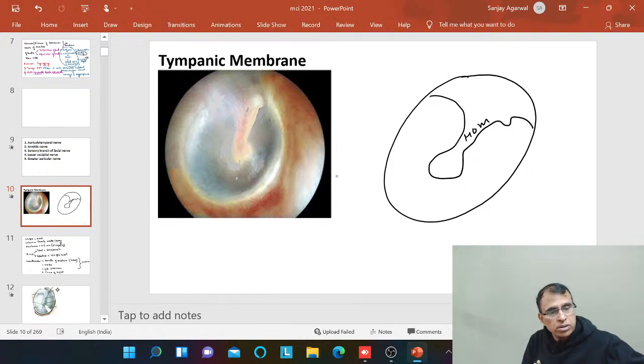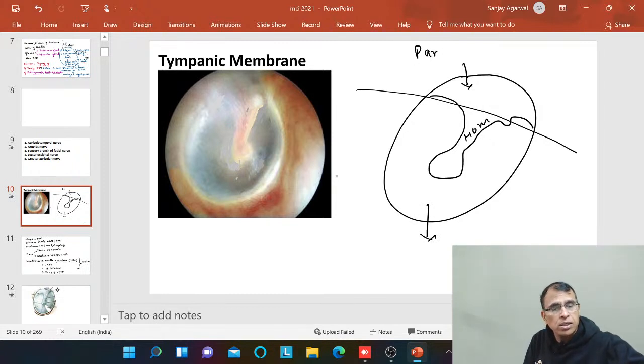Now, if you draw a line at the level of the lateral process like this, then the tympanic membrane is divided into 2 parts: the upper smaller part and the lower larger part. Obviously, you can see this, and these two parts have names. The upper part is called pars flaccida and the lower part is called pars tensa.